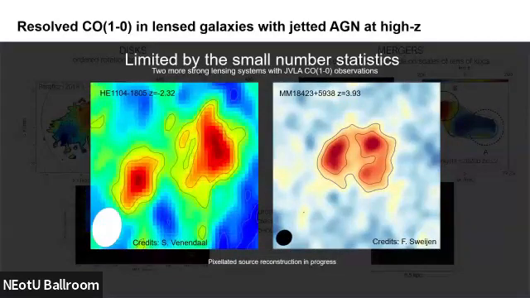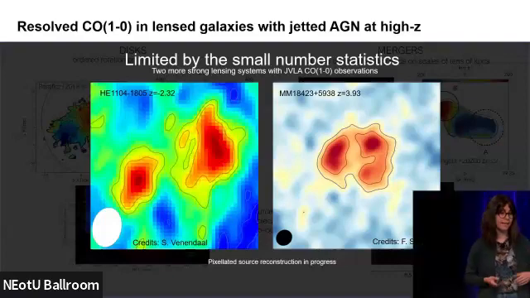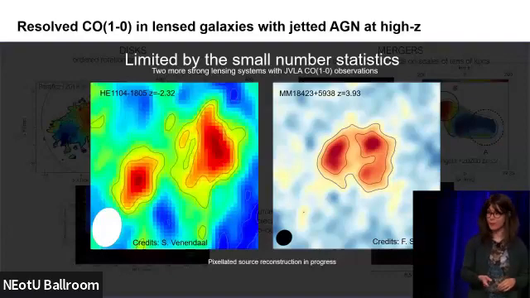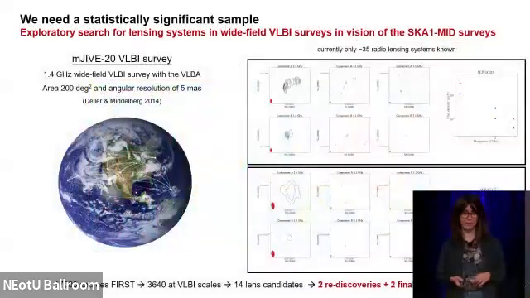Here is the CO 1-0 moment zero map from the JVLA for a background source at redshift 2.32 and the other at 3.93, so stay tuned for the reconstruction of these systems. Of course, these 2 will not be enough.